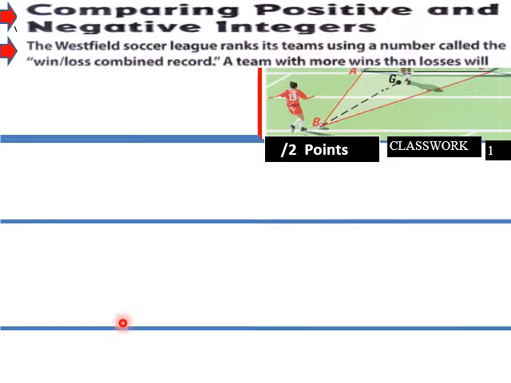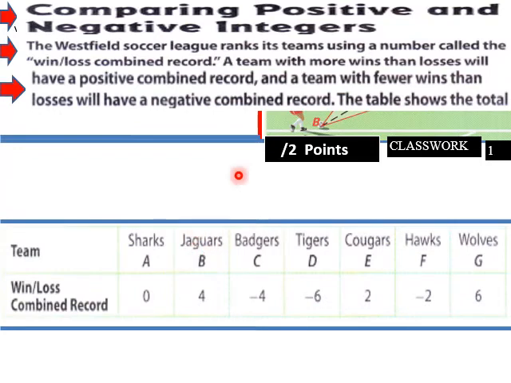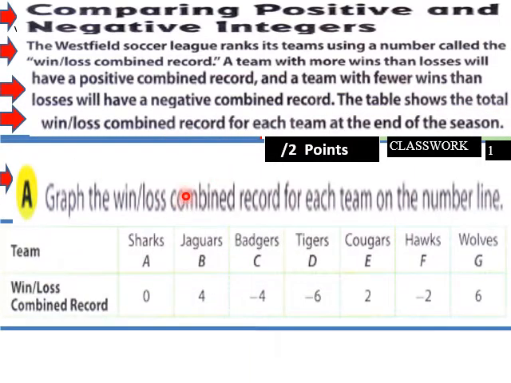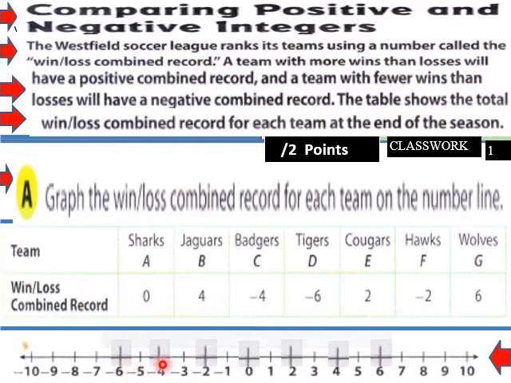Comparing positive and negative integers, we have a soccer league here. We have a team with more wins than losses. So here's different teams here, and then this is their combined win-loss record here. We have a few negatives in here. So graph the win-loss combined record for each team on the number line. So we have a number line here, and graph each one of these on a number line, students.